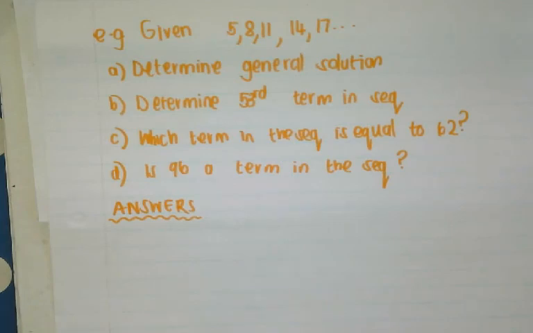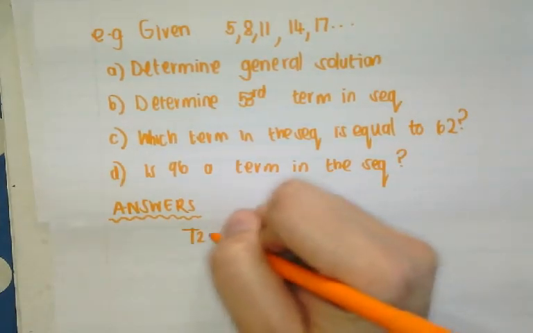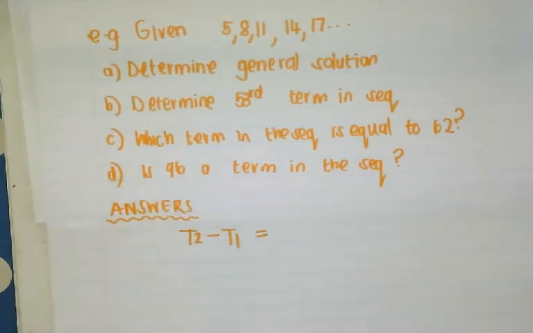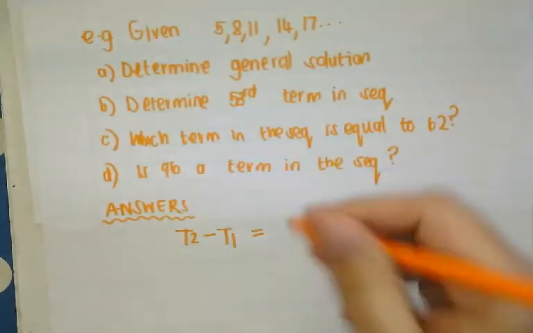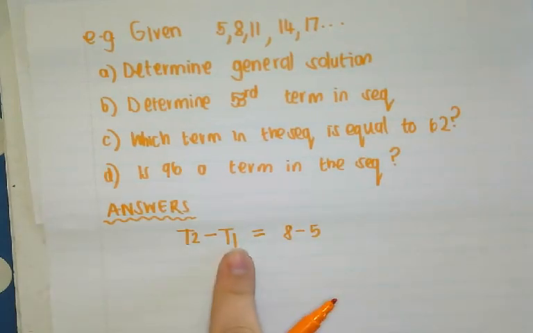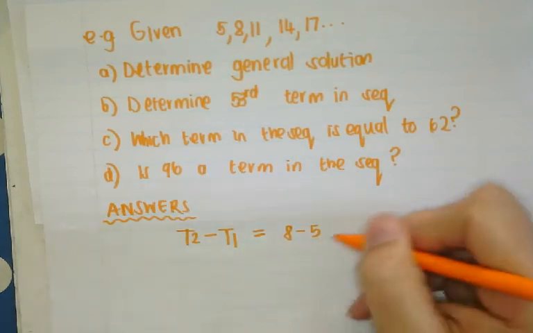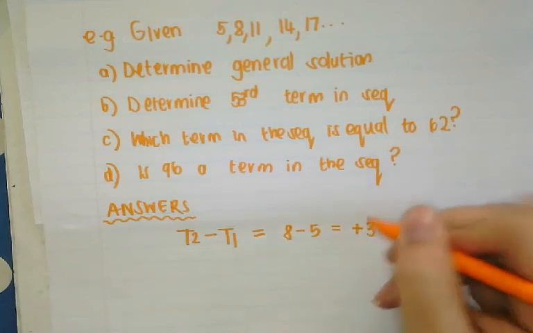So, what am I asking you to find in my first question? Finding the general solution means finding the formula, okay? Which means we need to know, is it arithmetic or is it geometric? And we always start by checking arithmetic first. So I'm going to look for T2 minus T1. That is 8 minus 5. So I'm looking for the second position minus the first position. 8 is my second position, 5 is my first position, and my answer is 3.